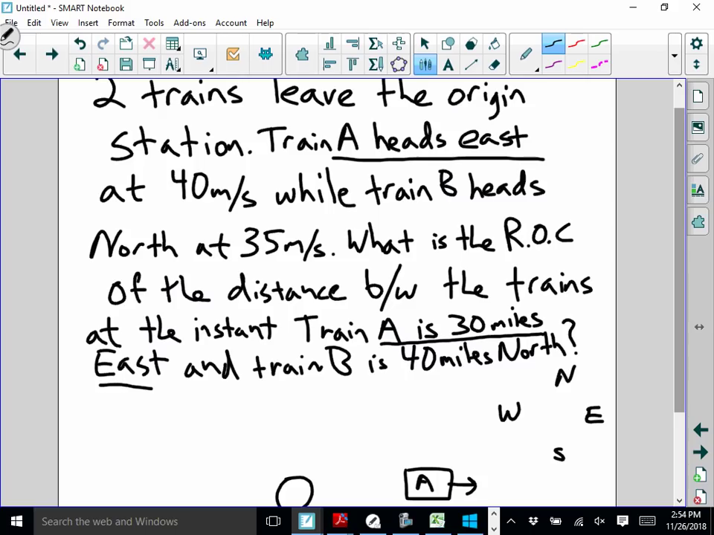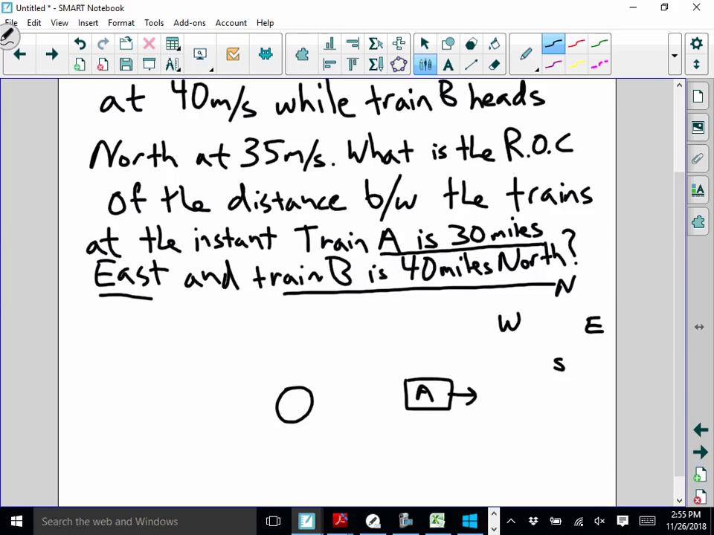It could be east of the origin going west, and this problem would be a little bit different. Or it could be west going west or west going east. It could be any of those things. So we have to pay attention closely to make sure we understand what it's doing here. Train B is 40 miles north. Right, so train B is up north. And train B is also heading north. So train B is going up. So let's think about this in terms of what we know.